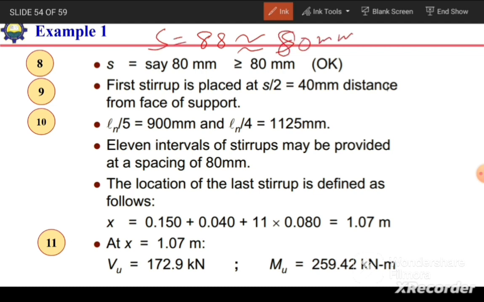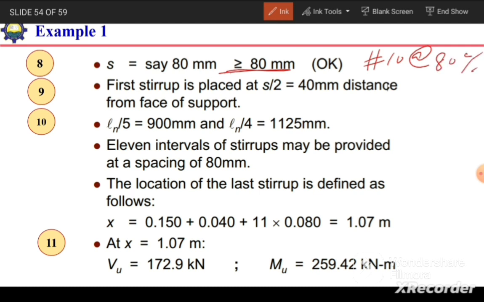80 millimeter, and we need to compare it with the minimum spacing limit, which is 80 millimeters. So 80 millimeter is equal to 80 millimeters, so it means okay, our selected spacing is equal to the minimum value. If it is less than the minimum, then either we need to increase the diameter of the bar, or increase the yield strength of the stirrup, or increase the number of legs of the stirrups. But in our case, it is equal to the minimum value, so it's okay.